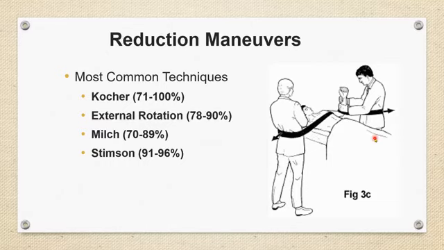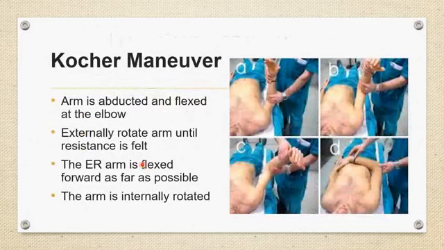There are different types of reduction maneuvers for the shoulder dislocation patient. The techniques are, first of all, the most common, Kocher's method, another is the external rotation method, another is the Milch method, another is the Stimson method. We should not go for all of these. I have just told you these methods, but you have to remember Kocher's maneuver very properly. So what is Kocher's maneuver?